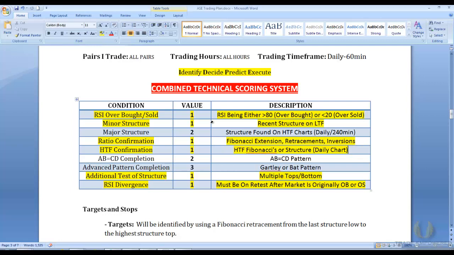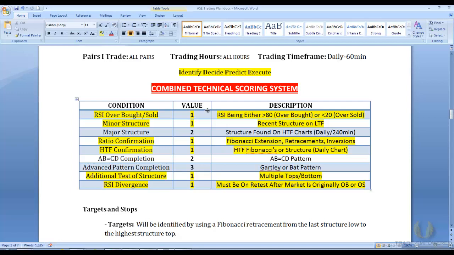And then again, same thing if you were to add other values into this. If you're a trader that values ratio confirmation a little more, you can make that worth 2 points. If you don't value minor structure at all, you can make it 0 points or just delete it. There's lots of freedom in here.